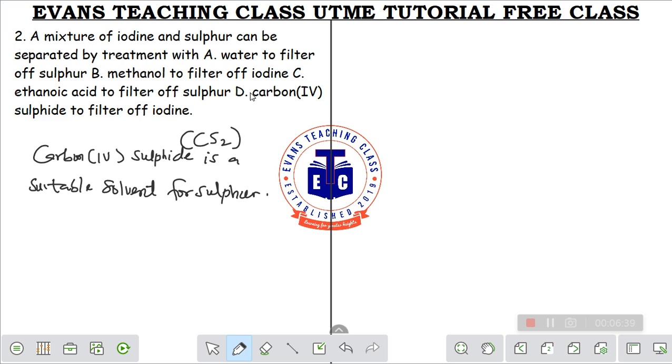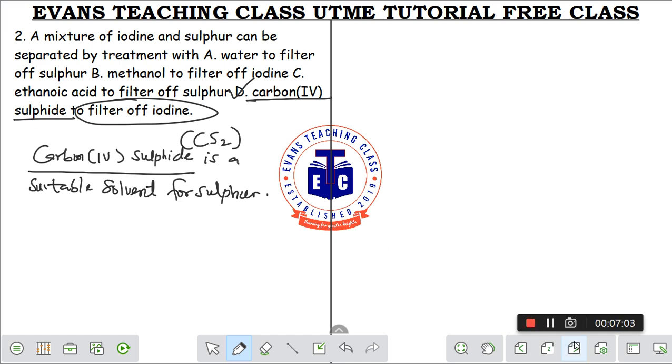So when you treat a mixture of iodine and sulfur with carbon disulfide, it's going to filter off iodine. So that's our answer. Our answer is option D. So don't forget, carbon disulfide is a suitable solvent for sulfur. We have other solvents that we use, like solution of borax in water, all other solvents like that. We have turpentine, we have a lot of them like that. We have petrol, all of them like that.